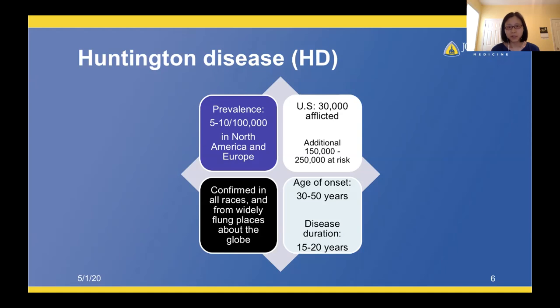And the focus of tonight's talk is adult onset HD, which is the much more common type as opposed to juvenile HD. So for the adult HD, age of onset is between 30 to 50 years of age. Of course, there are outliers in either direction. So we see 20 some year olds with full onset HD, and we see 70 plus year olds with first onset of symptoms as well. And disease duration average is 15 to 20 years. But again, we see a lot of outliers in either direction.